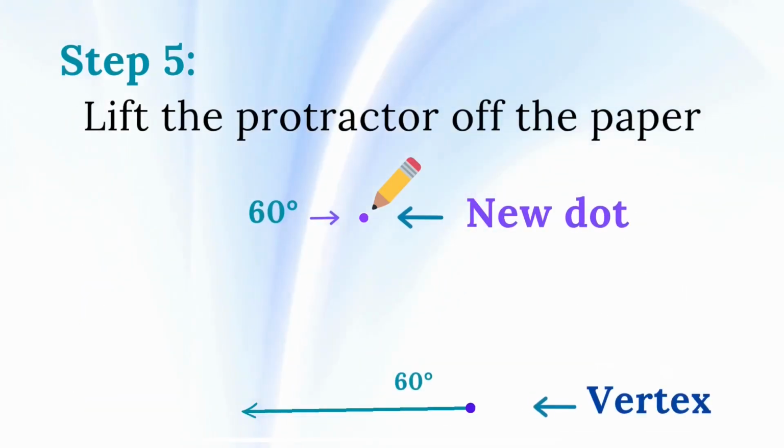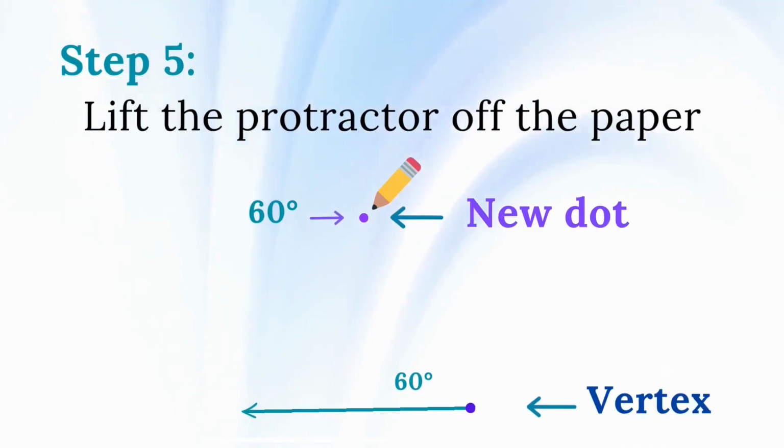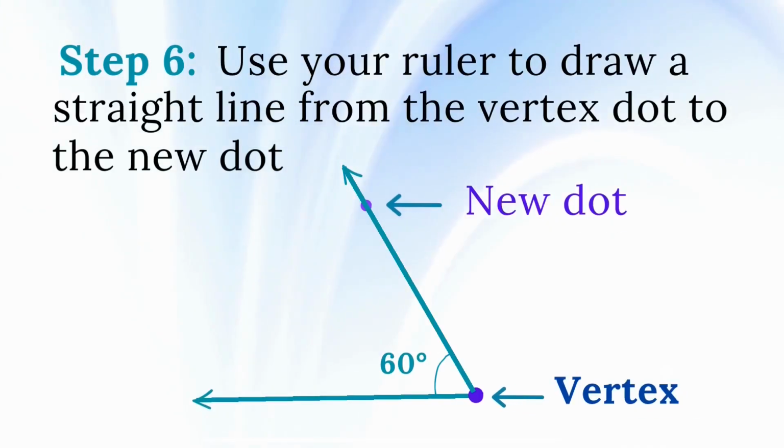Step 5. Carefully lift the protractor off the paper. You should now see two dots. The vertex dot at the end of your first line, and the new dot you just made at 60 degrees. Step 6. Use your ruler to draw a straight line from the vertex dot to the new dot. This is the second side of your angle. Now our angle measures 60 degrees.